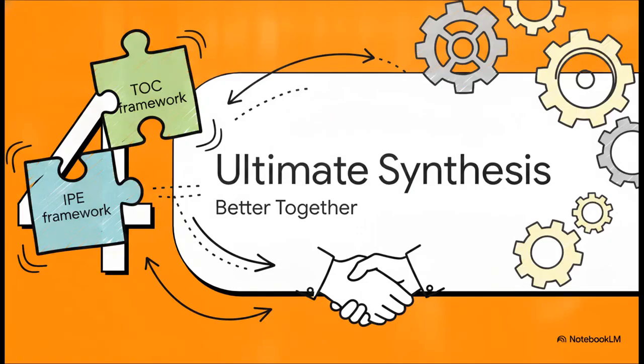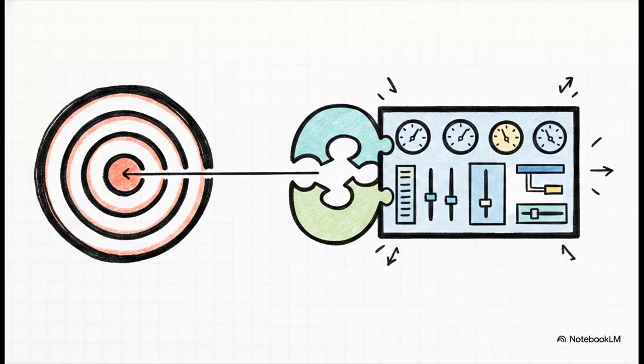Which brings us to our final section, number 4, Convergence, Better Together, the ultimate synthesis. The really brilliant takeaway from this white paper is that you absolutely do not have to choose between these two approaches. They're like perfectly complementary puzzle pieces. TOC supplies where to focus, and IPE supplies how to control it.